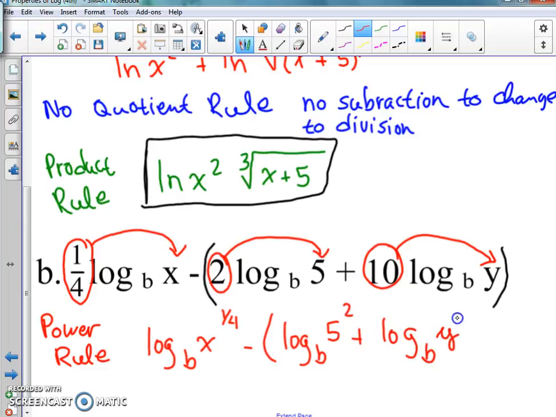Just relax. And here again, your b's are the base numbers. They're below the log. X is on the same line as log. 5 is on the same line as log. Y is on the same line as log. Same line.